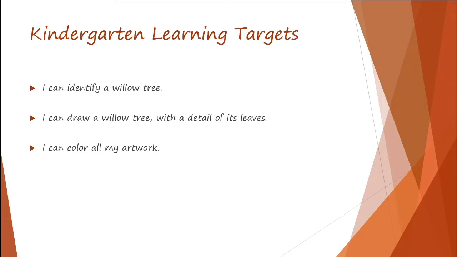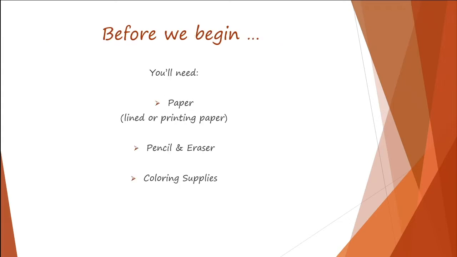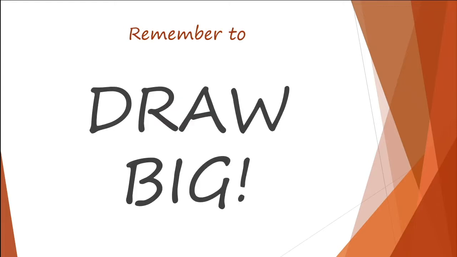Your learning targets for today: I can identify a willow tree. I can draw a willow tree with a detail of its leaves. I can color all my work. Before we begin, you're going to need paper, lined paper or printing paper is fine, a pencil and eraser, and some coloring supplies. Crayons, color pencils, or markers. Anything works for me. Remember, we're going to be drawing big.